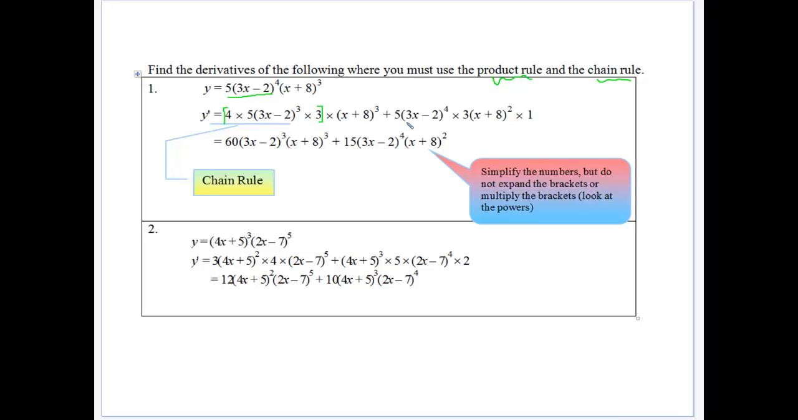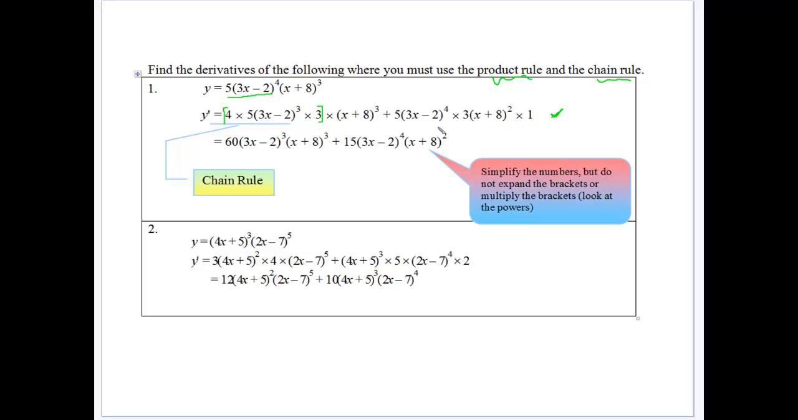So then we have the first function, and we've kept the 5 in with the first function there. And then multiply by the derivative of the second, which is the 3 comes down, subtract 1 from the power, the bracket stayed the same. Multiply by the derivative of the bracket, which would be 1 because the x derives to 1. So that's what it looks like. So we're quite happy at that point.